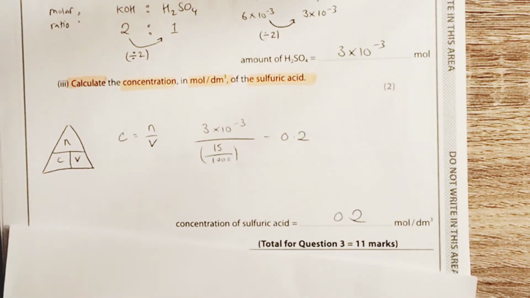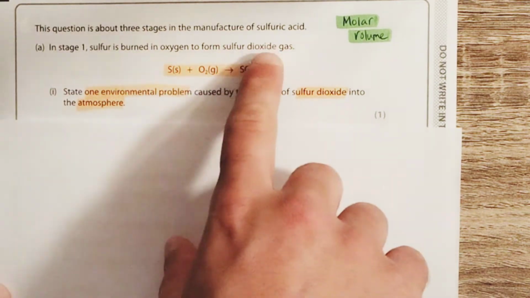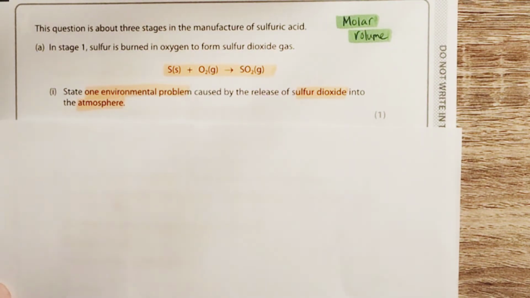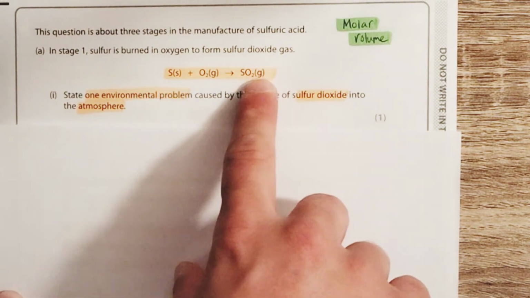It really, really helps. Just before we get on to the final straight, we're going to look at electrolysis and energetics. I have one more contextualized molar volume calculation, which is a really nice one to see because it also involves using tons in the question. So this question is about the manufacturing of sulfuric acid. In step 1 of the process, sulfur is burned in oxygen to form sulfur dioxide gas. The equation is shown here.